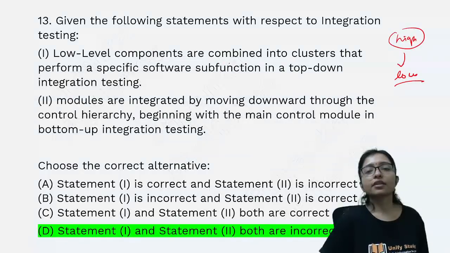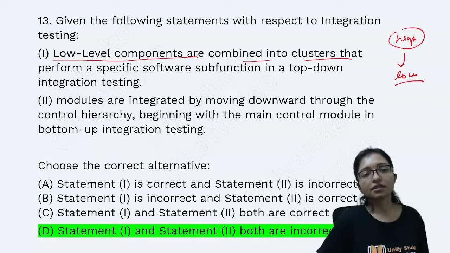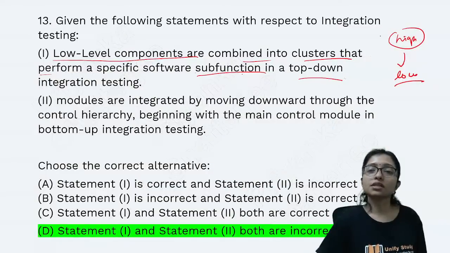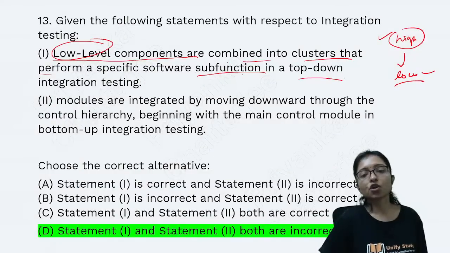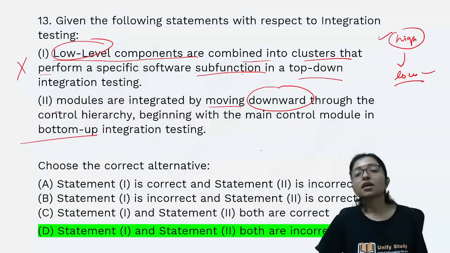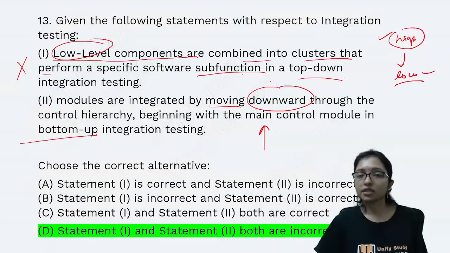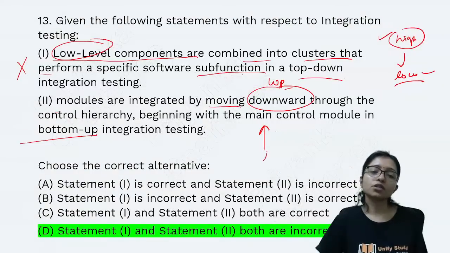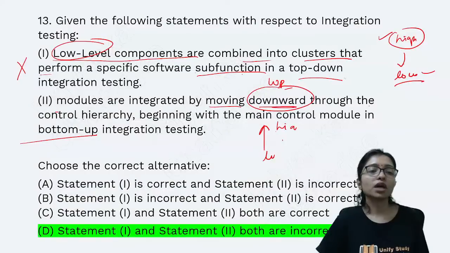Here it is given that low level components are combined into clusters that perform sub functions in the top down. That is wrong, because first the high level is done, then the low level, but here it is given first low level then high level. That is incorrect. Modules are integrated by moving downwards in the bottom up. That is not right, because bottom up is upward, not downward. First low level then high level, but it is upward, not downward.